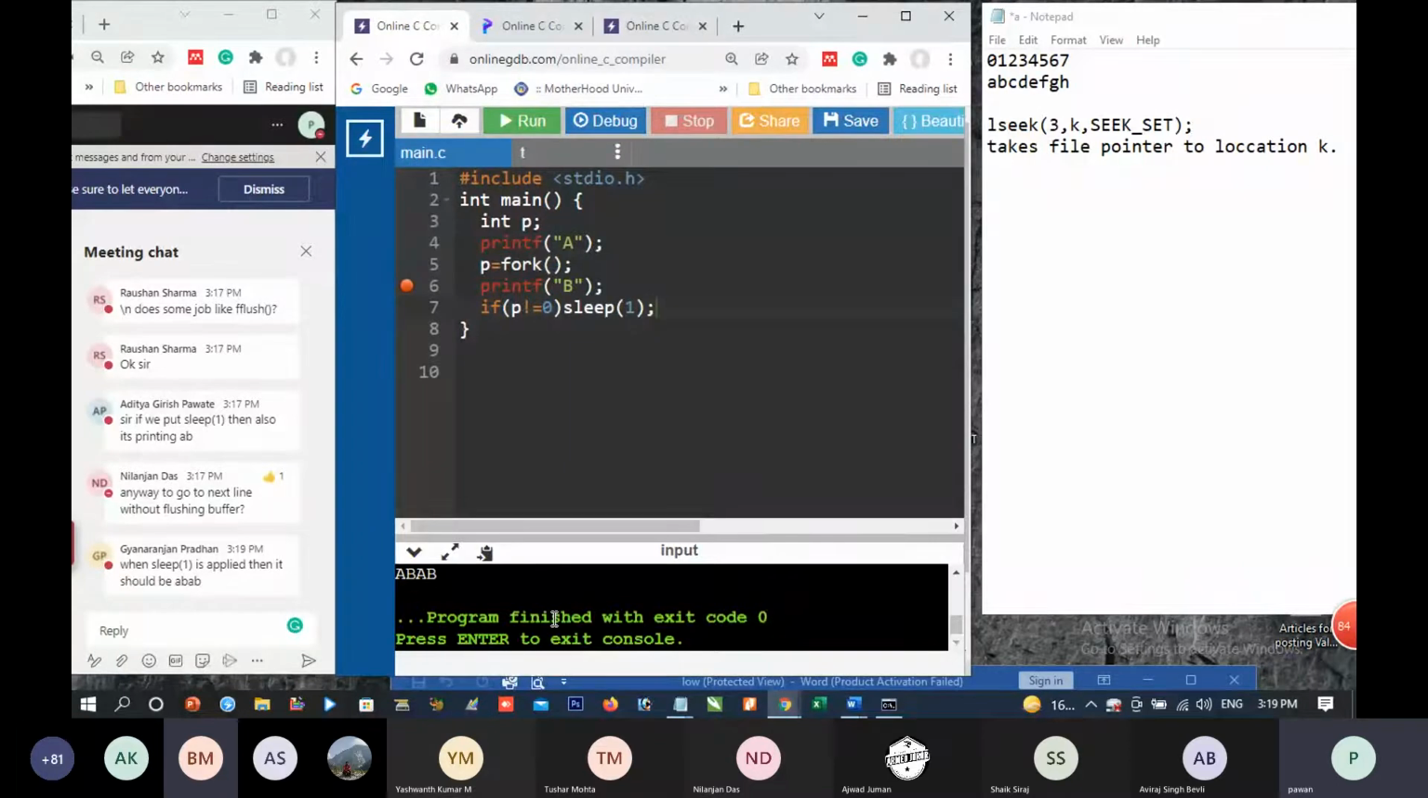No, Gyan, no. Because sleep one is getting applied to both main and child. Do you understand? Sleep one is getting applied to both main and child. Yes or no? So both main and child die at time t equal to 1. Suppose main prints AB and dies, child will not get a chance. Do you understand?